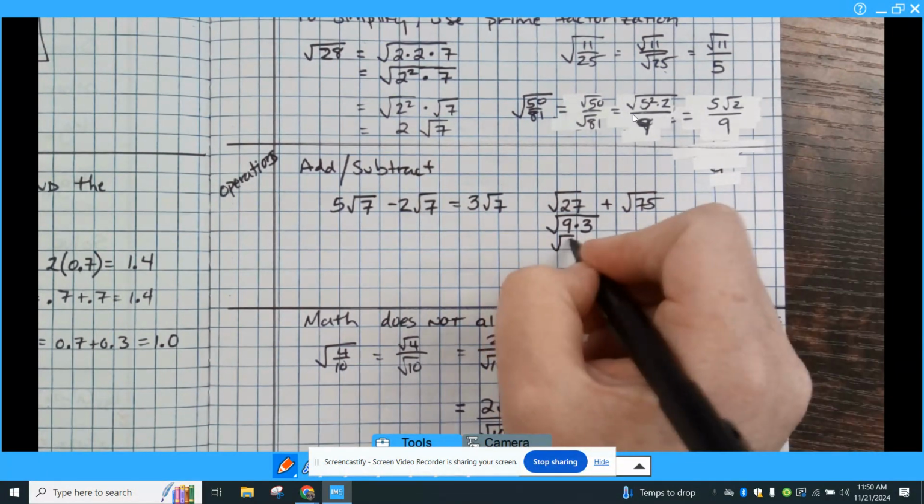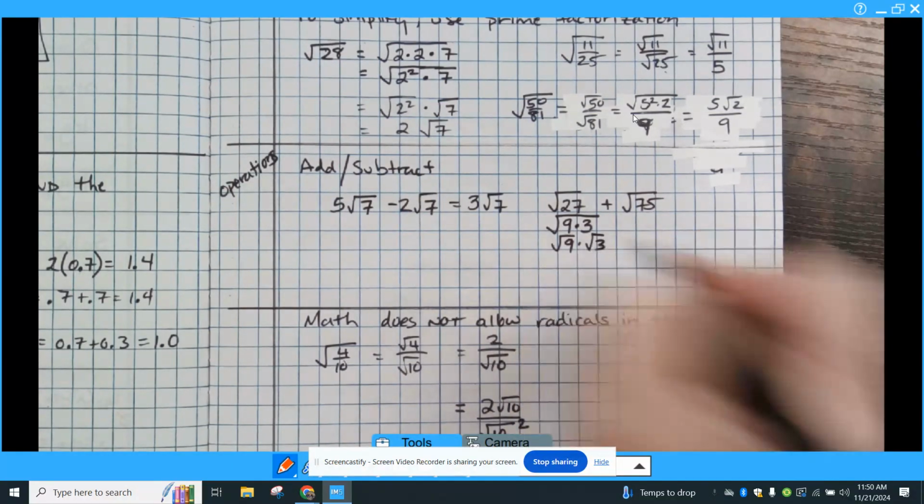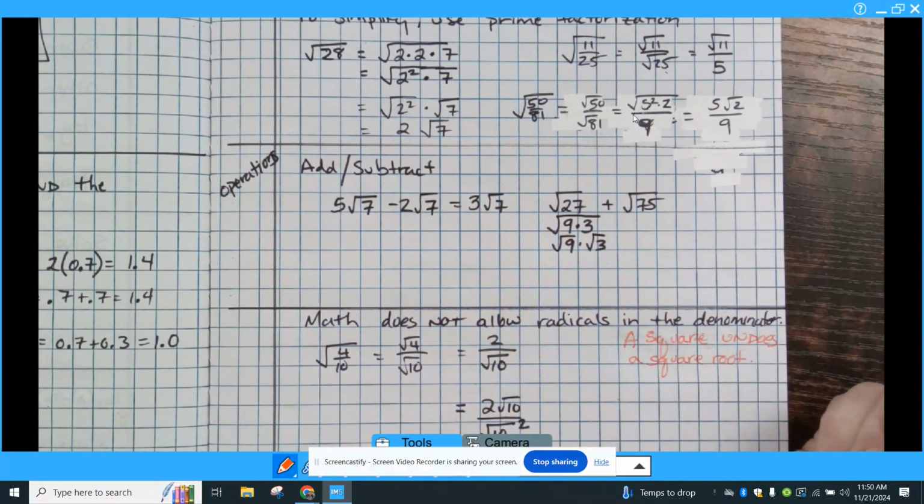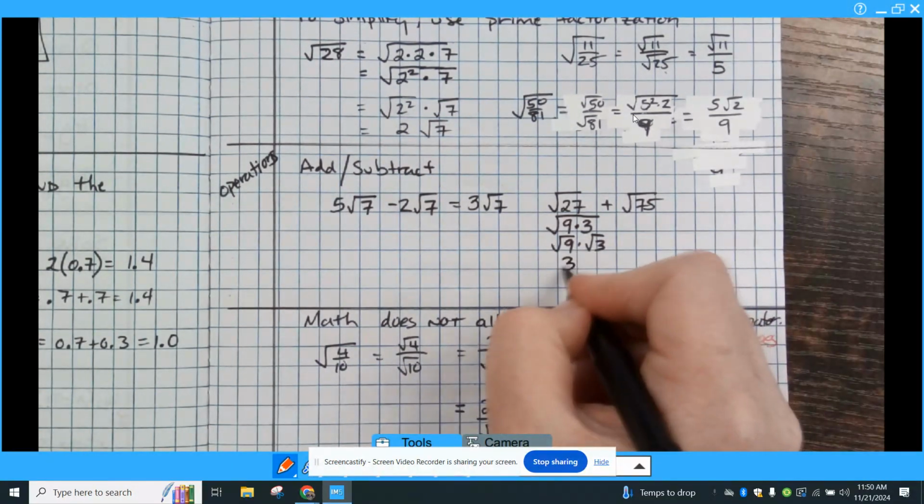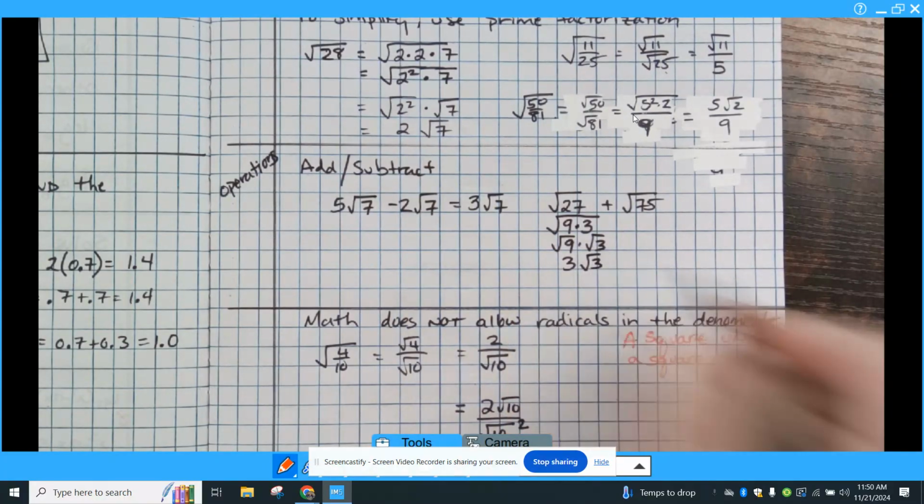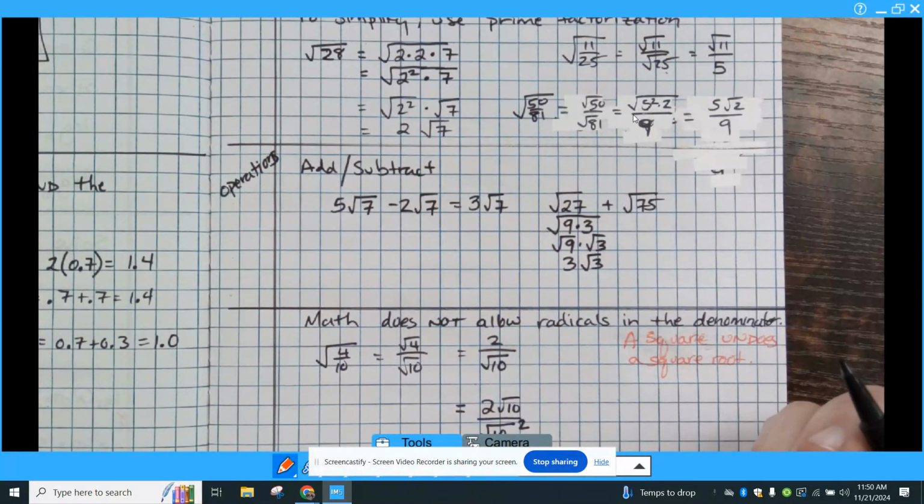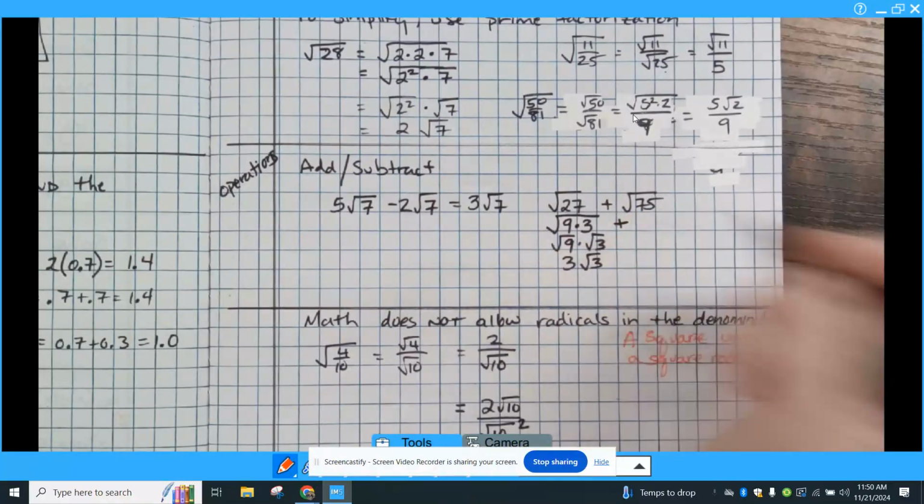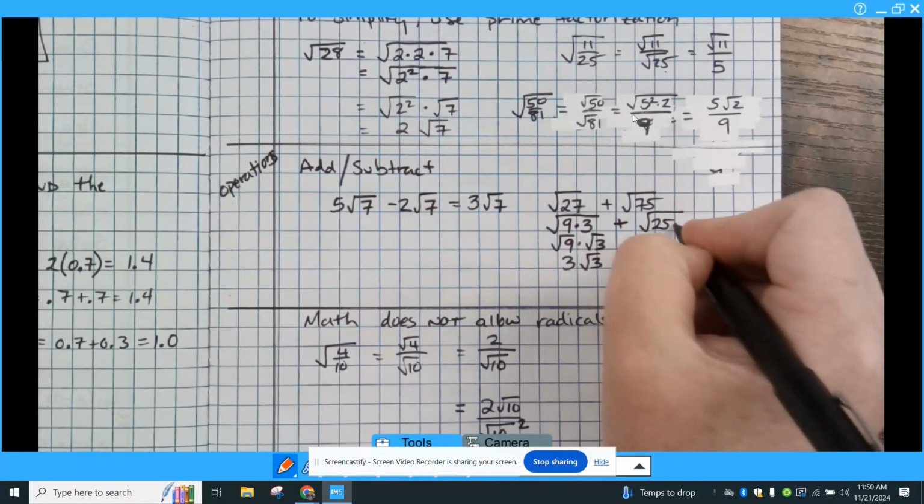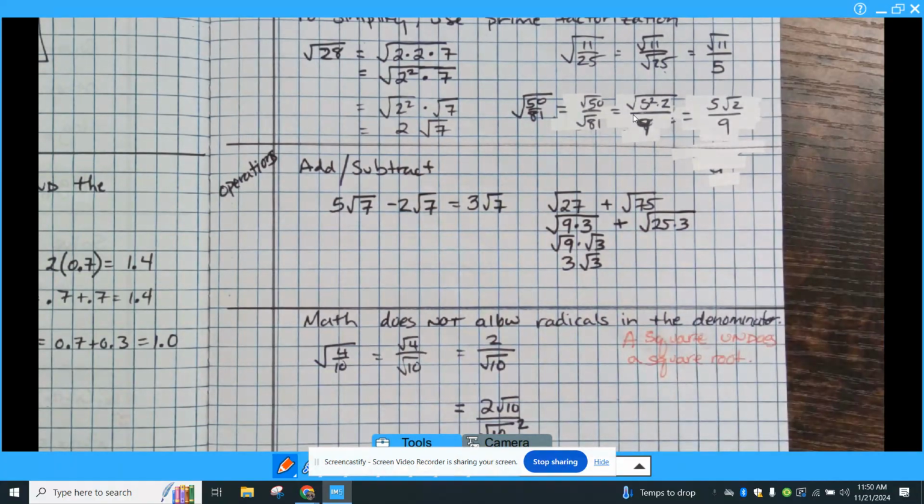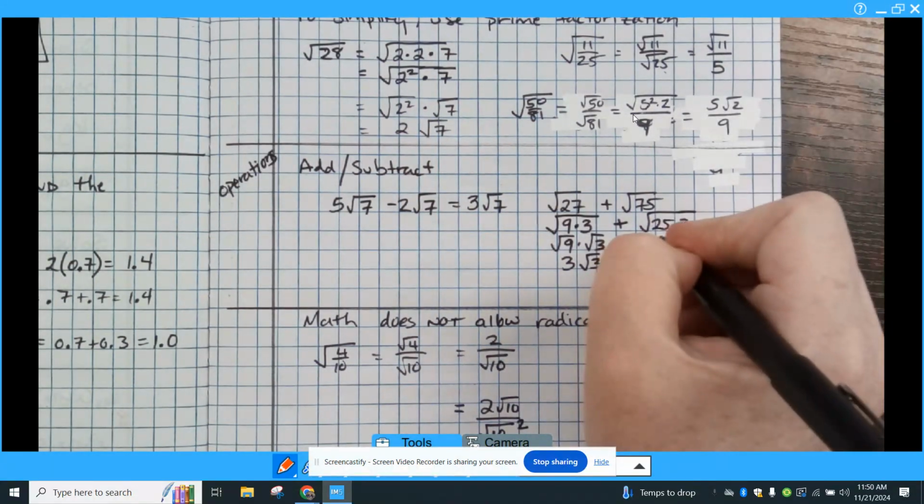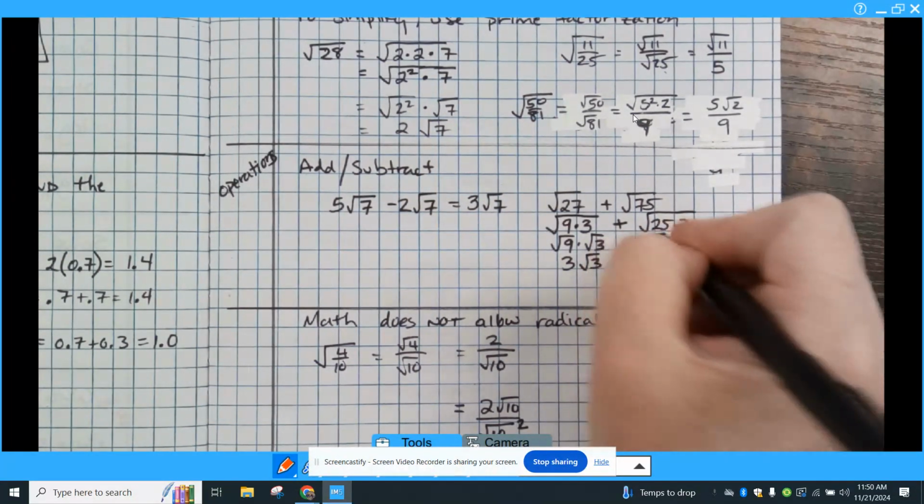So that would be square root 9 times the square root of 3. I know what the square root of 9 is. It's 3, and that's square root 3, because we don't know it. Plus 75 is 25 times 3.